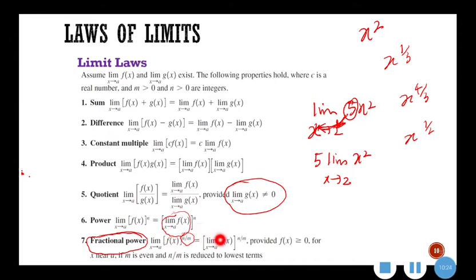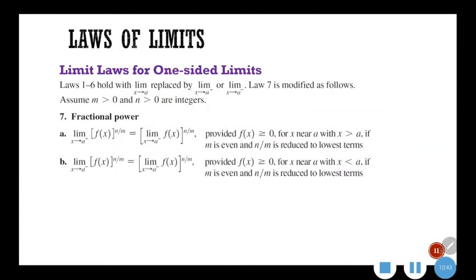So you can put it in this form as well, provided f(x) must be greater than or equal to 0 if m is even, and n over m is reduced to lowest terms. Don't worry about this. We're going to discuss this through an example, okay? Alright, and these are the details.